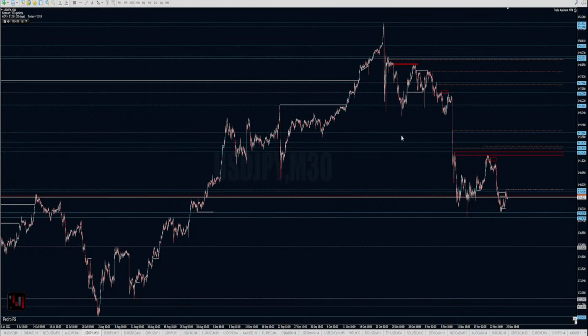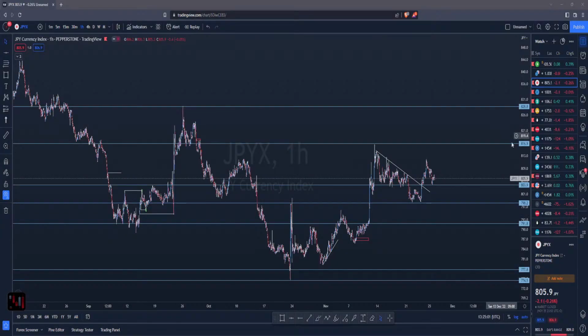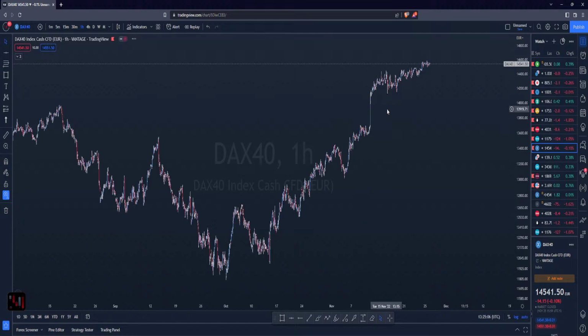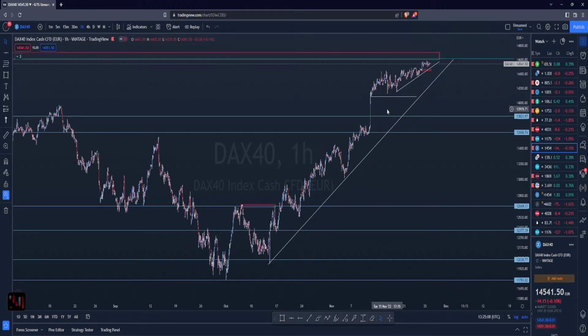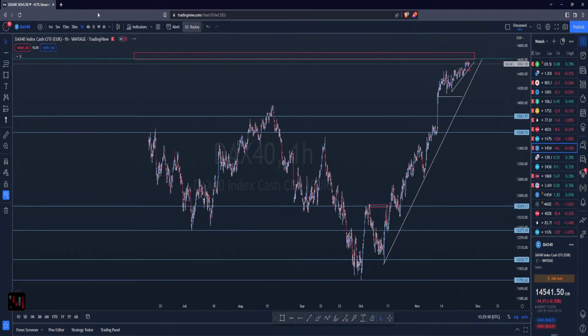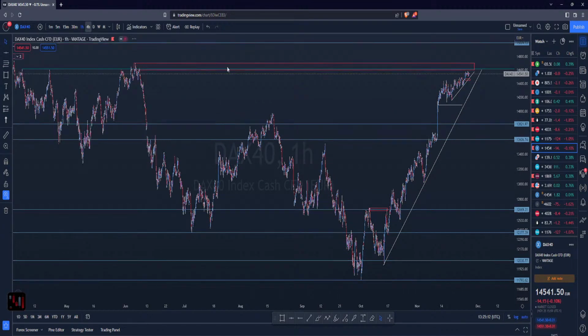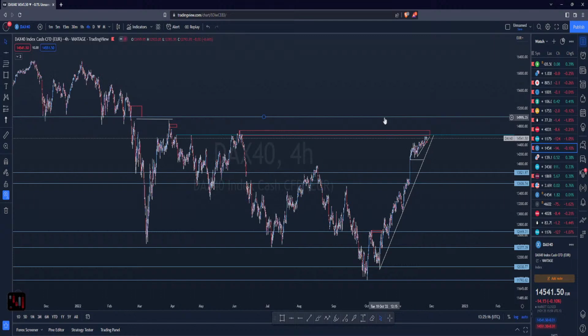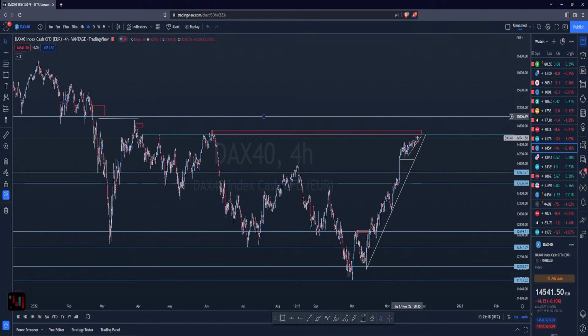Let's take a look again at the DAX since you are here. Since you are here, let's take a look at the DAX, Jim. What is your take? What would you like? Are you looking for sells at these highs? What is your take in here, Jim?